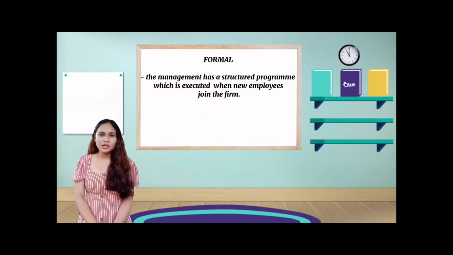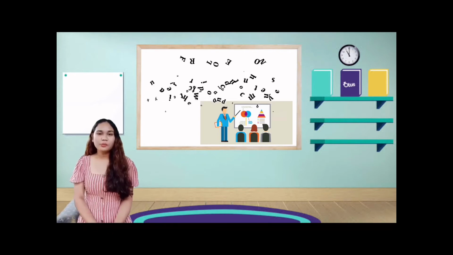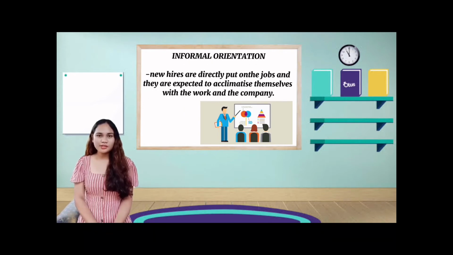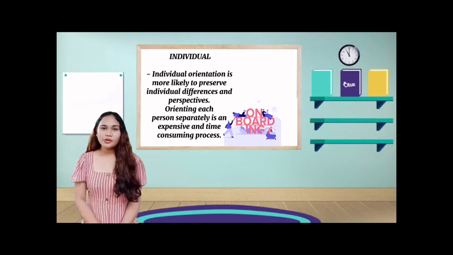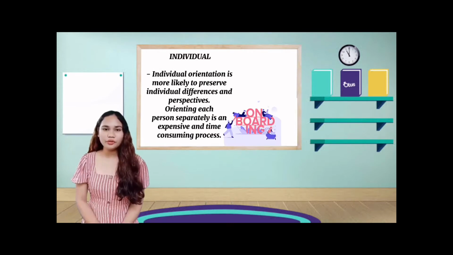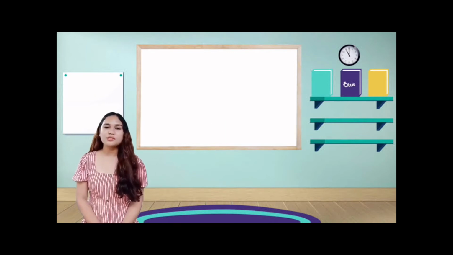Formal orientation. The management has a structured program which is executed when new employees join the firm. Informal orientation. New hires are directly put on the jobs and they are expected to adapt themselves to the work and the company. Individual orientation. It is more likely to preserve individual differences and perspectives. Orienting each person separately is an expensive and time-consuming process.